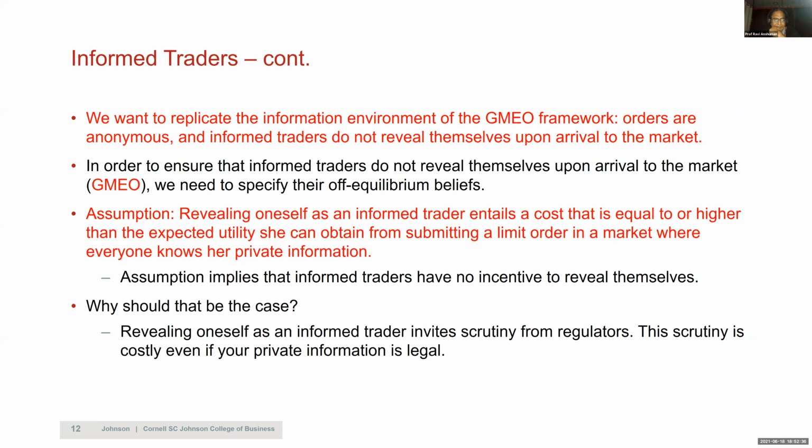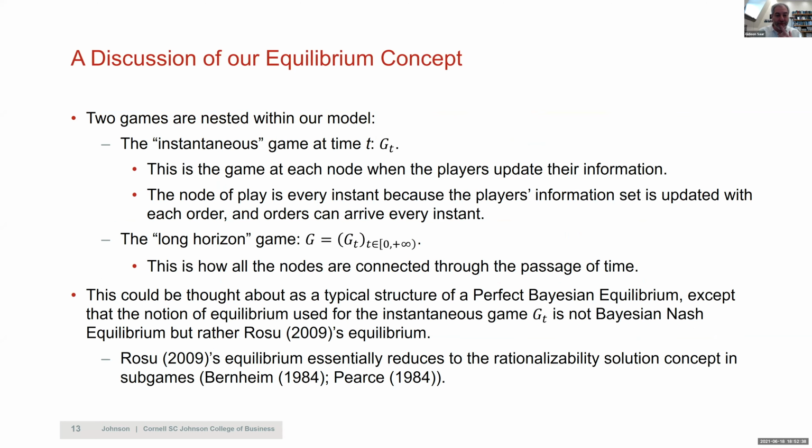Okay. Yeah. Okay. All right. So thanks. So now you know what the traders are. Let me discuss the equilibrium concept in this model. There are basically two games nested in the model. We've got the instantaneous game at time t, which we call G_t, which is the game at each node of play when the players update information. And because it's continuous time, they can update information at every instant. And then we've got the long horizon game G, which is the collection of all those instantaneous games.